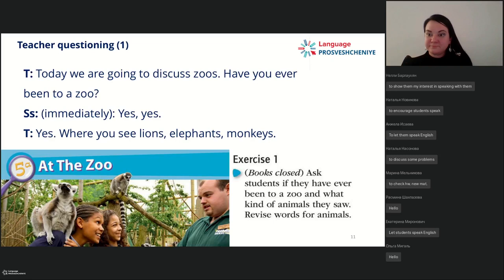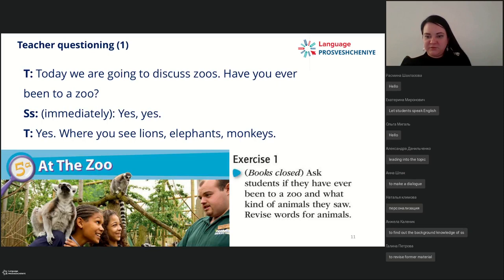Leading into the topic, to make a dialogue, personalization, to find out the background knowledge, to revise former material, to introduce a topic, to warm up, to focus students' attention on the topic, to stimulate them to speak.